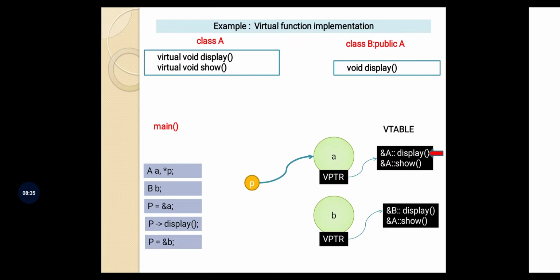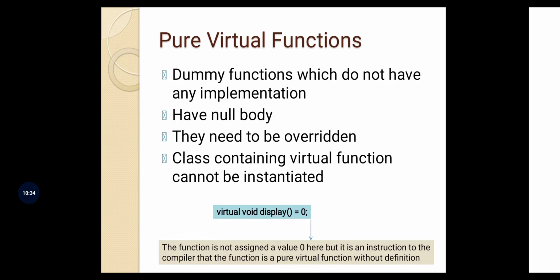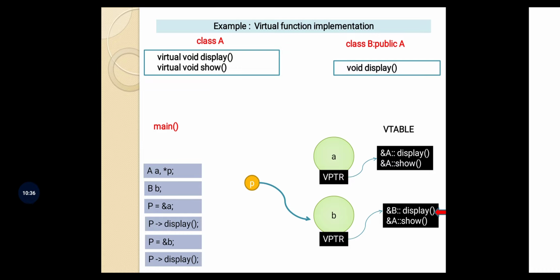Now, we have something called a pure virtual function. What exactly is a pure virtual function? Let's look at it. A pure virtual function is like a virtual function, but in the case of a normal virtual function, when you write display, you can write a body for that display. So in class A, if you declare display as virtual, you can also write a body for it. That means you can write an implementation of display, and you can also create an object of the class A.